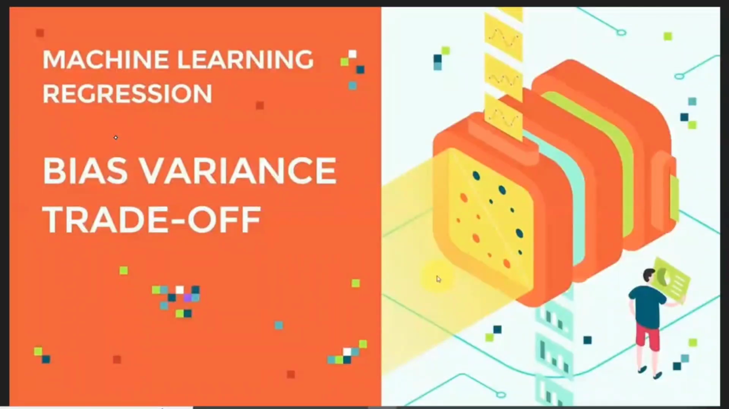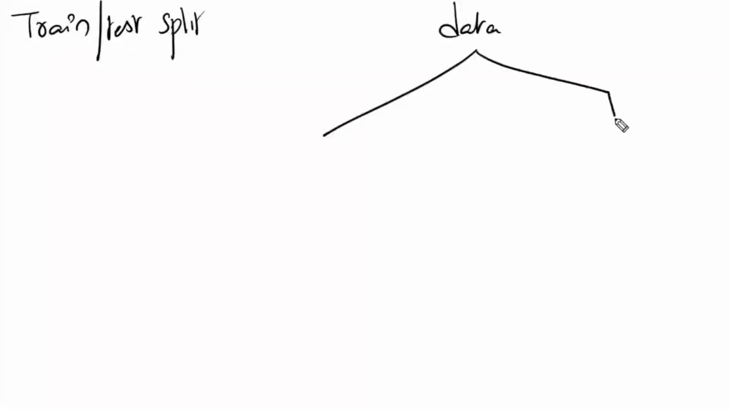Yesterday in the last class, I discussed with you the train accuracy and the train test split. What is meant by train test split is that whatever data we have, we divide into two parts. One part is for training purpose and one part is for testing purpose.